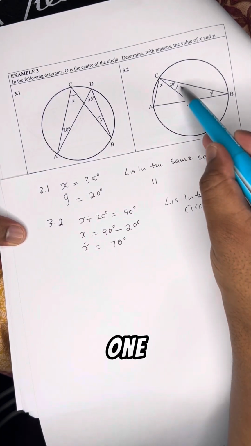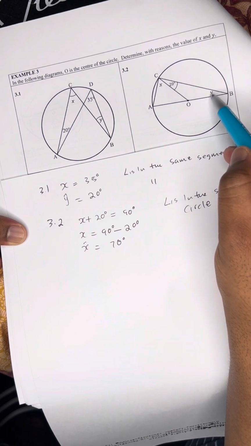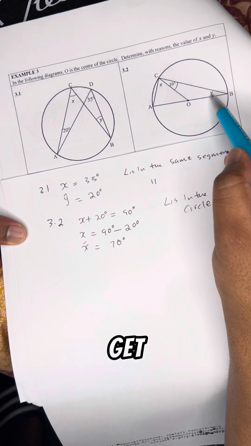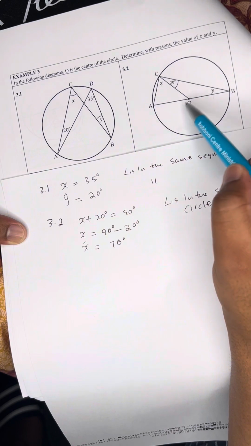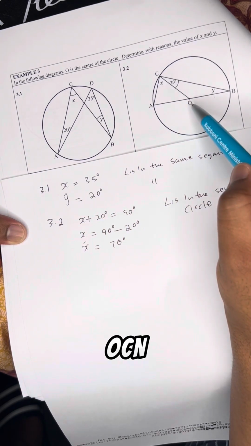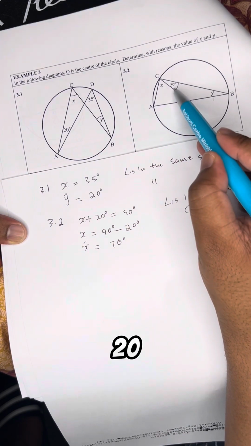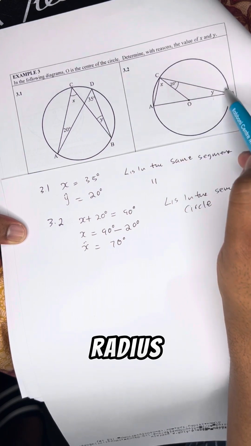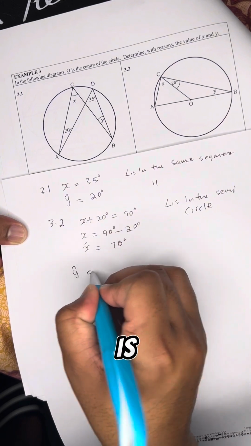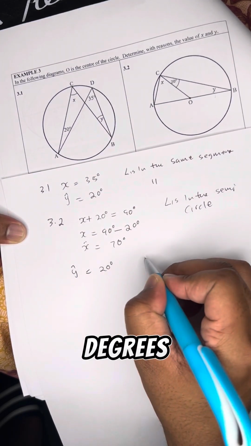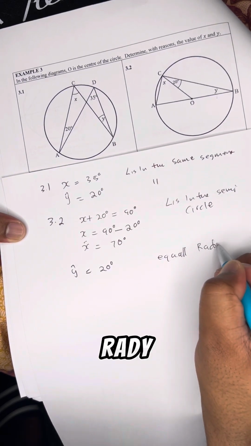As for the next one, we need to calculate angle y. It's also easy to find angle y. If you look at this, remember that OC and OB are equal radii. So OC and OB are radii, which will make y equal to 20 degrees. Okay, so we can then say that angle y is equal to 20 degrees. Why? You can just say equal radii.